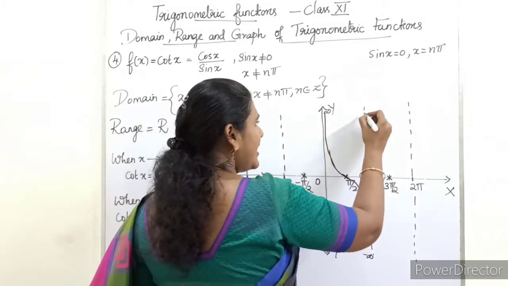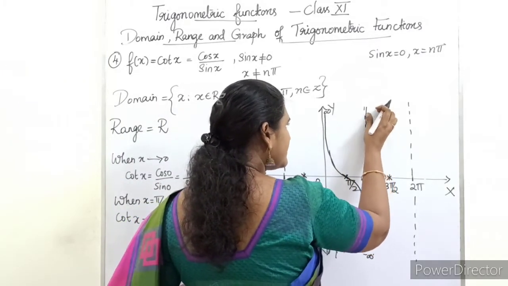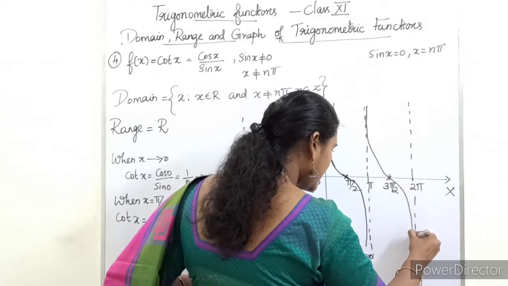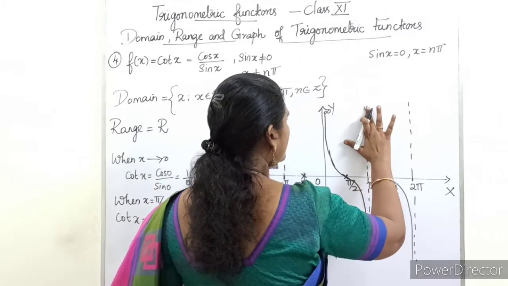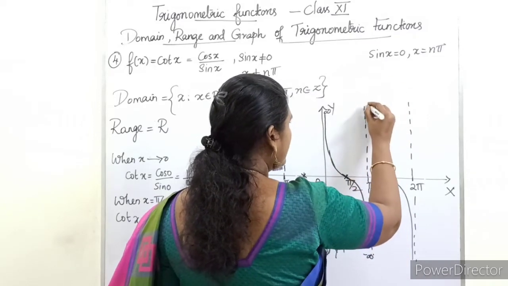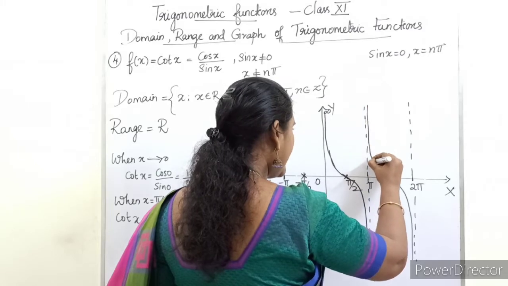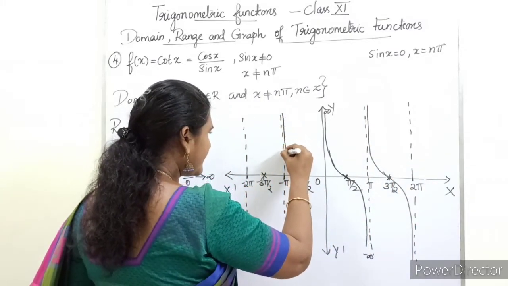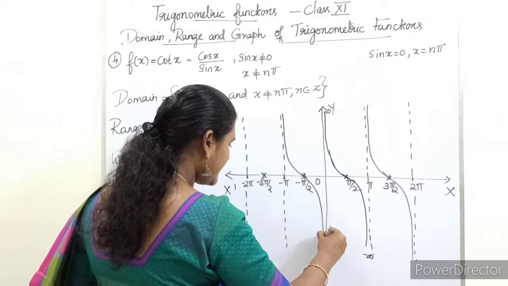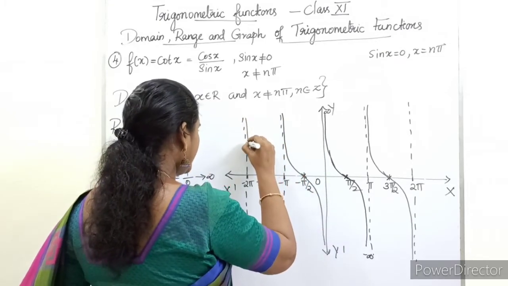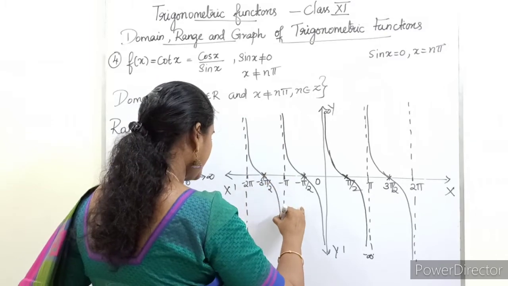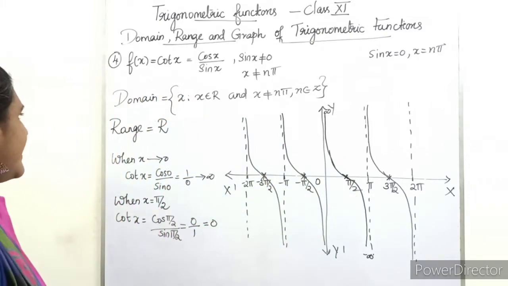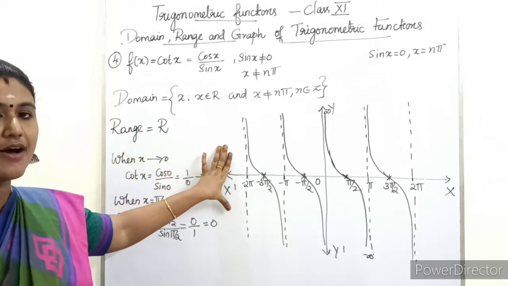So the same way here also. At this point also it will be like this. It should not touch this dotted line. It will go very close to it. And here also. So this is the graph of cot x. So we have seen the domain, range and graph of cot x.